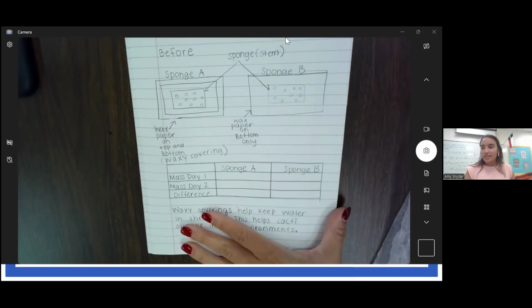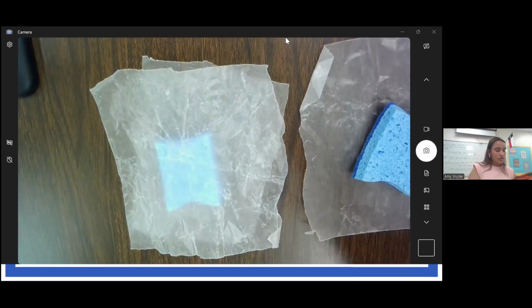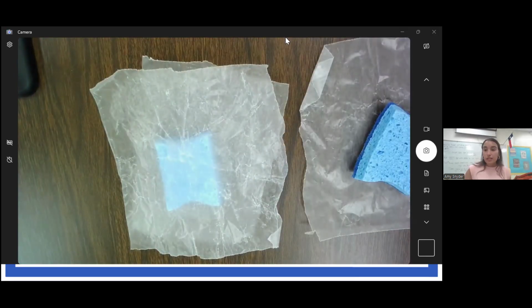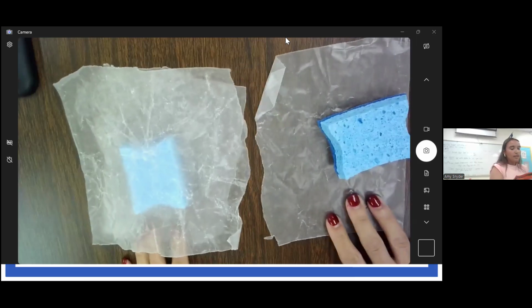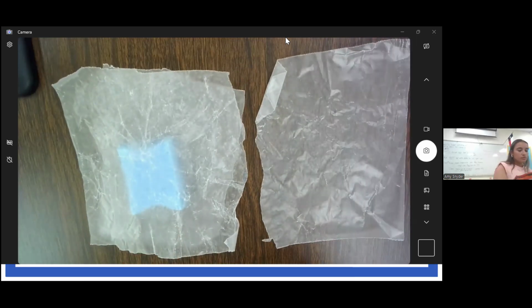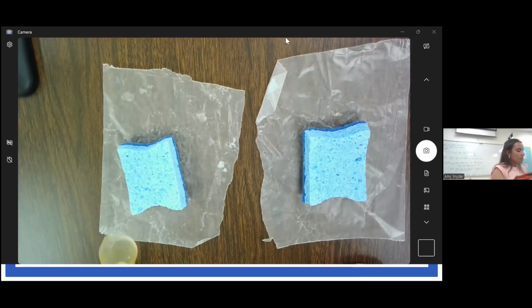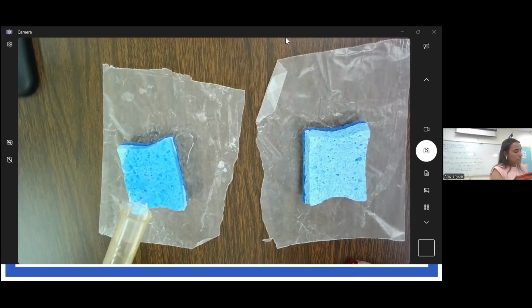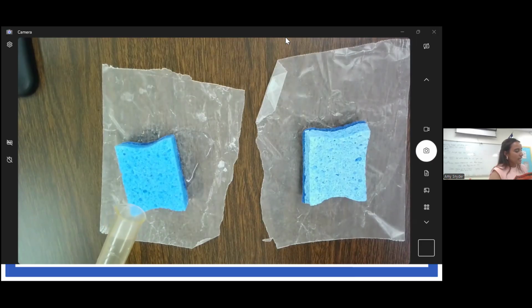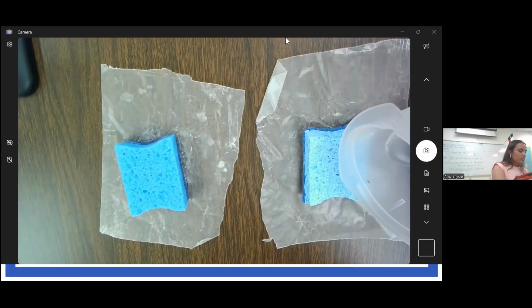Okay, so that's the collecting data piece. So we have sponge A, sponge B, and then we have our 50 milliliters of water. Now I'm going to pour my 50 milliliters on sponge A. A little bit might seep onto the wax paper, and that's okay. We just want to try to contain it on the wax paper as much as possible. So there's sponge A. And then I'll pour my 50 milliliters on sponge B.